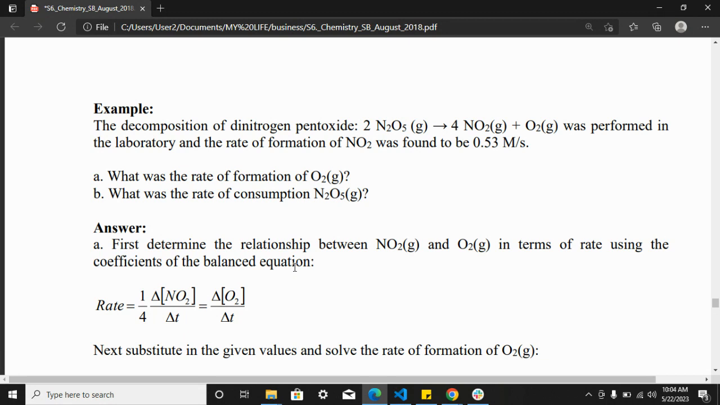So suppose we take a reaction, for example the decomposition of nitrogen pentoxide.